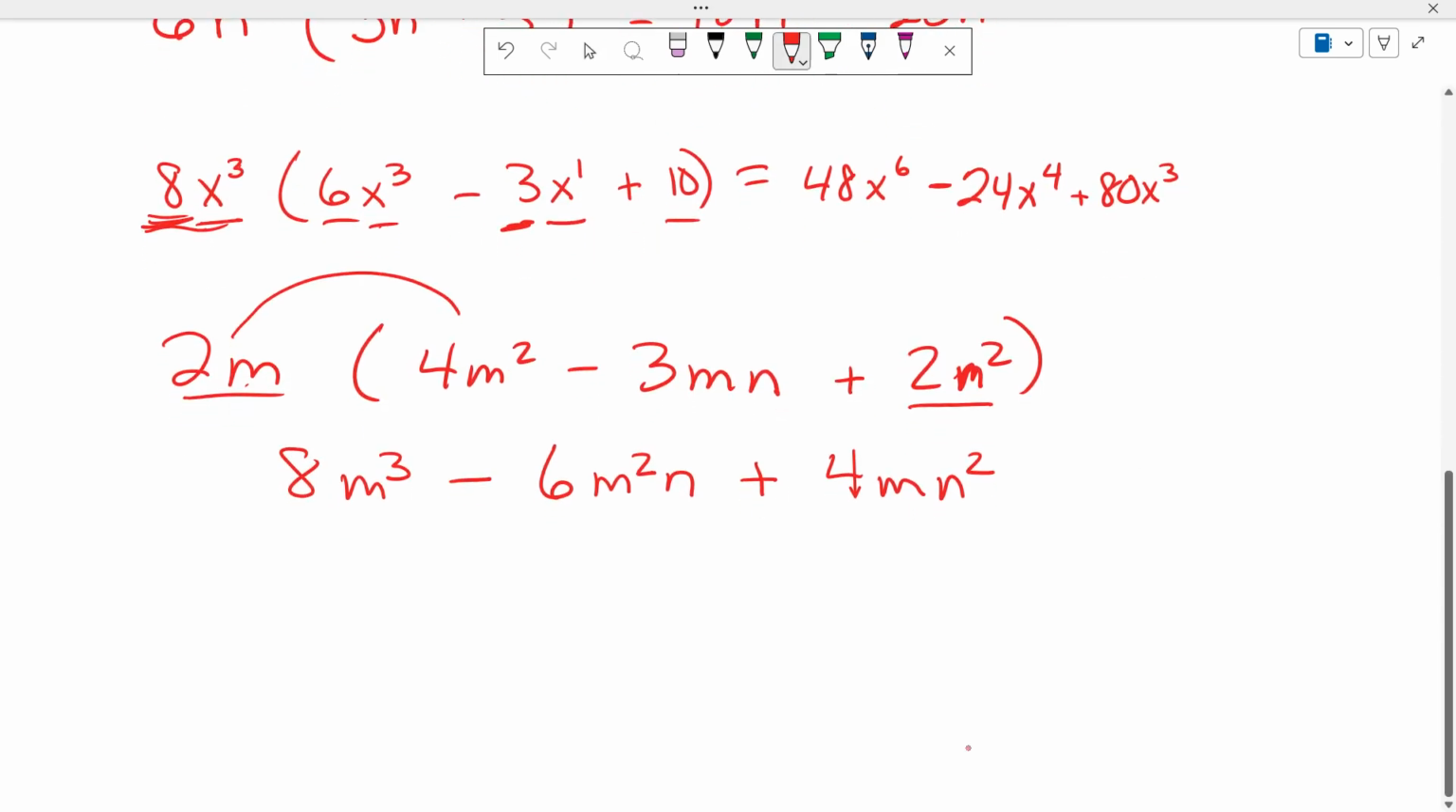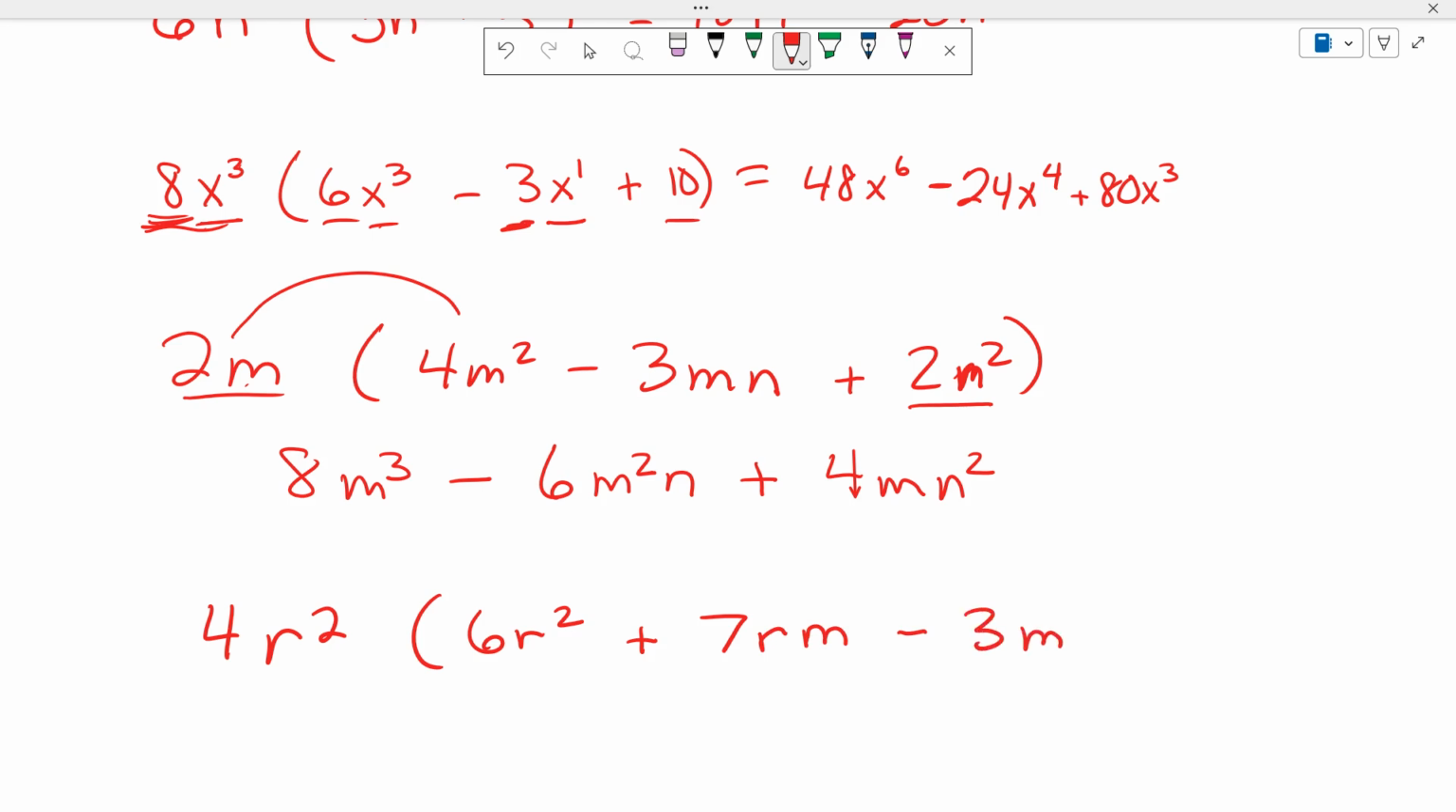Again, if we have 4r squared and we have like 6r squared plus 7rm minus 3m squared. So if we multiply these, 6 times 4 is 24. R squared times r squared is r to the fourth because we add 2 plus 2 makes 4.